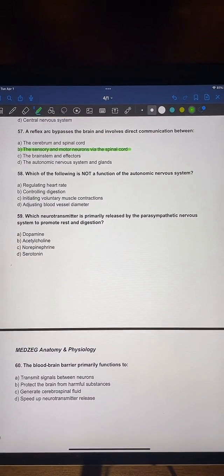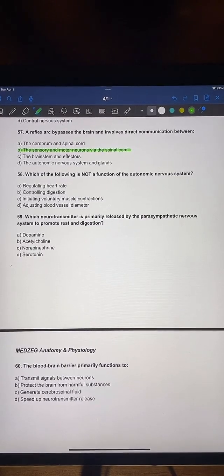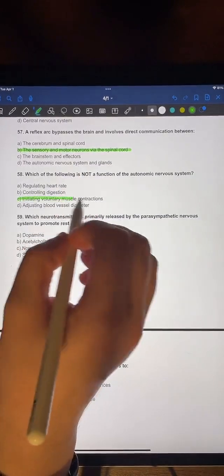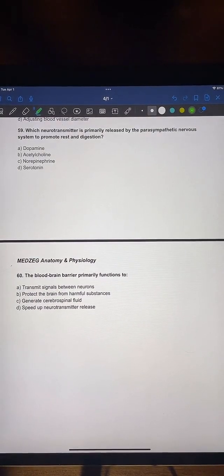58, which of the following is not a function of the autonomic nervous system? Again, our autonomic nervous system is our involuntary processes. Our somatic was the voluntary. So think of voluntary versus involuntary functions. Awesome. It is C, initiating voluntary muscle contractions. 59, which neurotransmitter is primarily released by the parasympathetic nervous system to promote rest and digestion? Potentially might be a trick question.